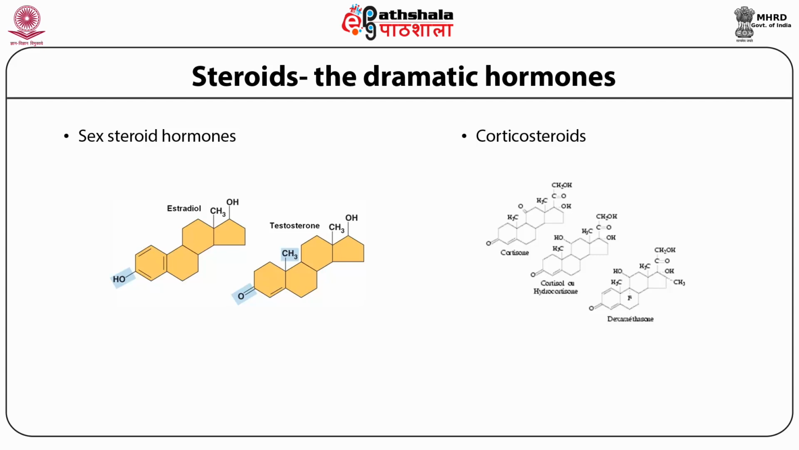On the right side you will also see another type of steroid hormone called corticosteroids. In our adrenal gland, which is above our kidney, these corticosteroids are produced, and as you have learnt in general physiology, they have tremendous influence on our immune system as well as on our behavior.